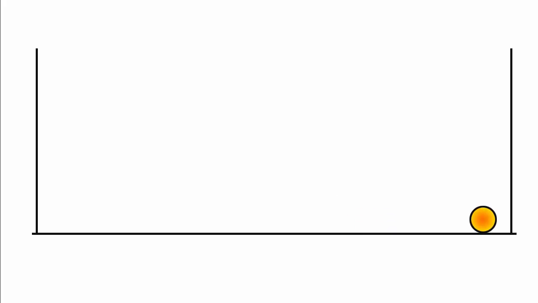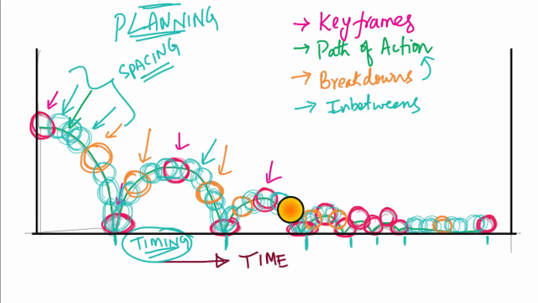See, just by adding keyframes and breakdowns, you are seeing the animation now. We added only keyframes and breakdowns. Breakdowns indicate the path of action. So now we are seeing the path, actually the path of action we are seeing.